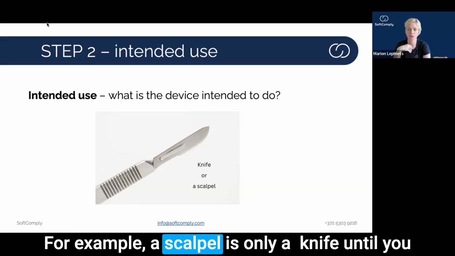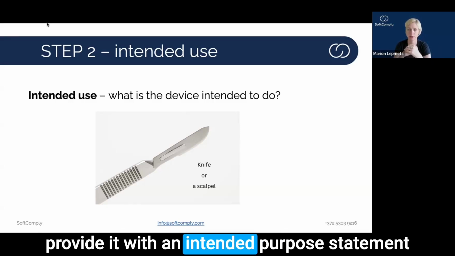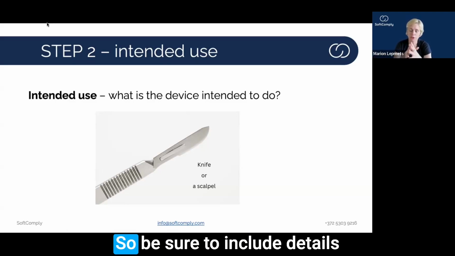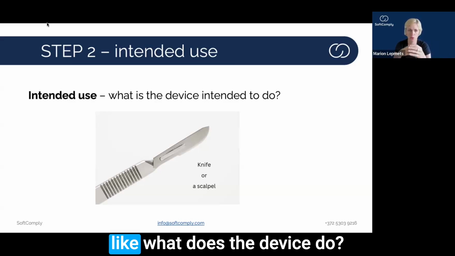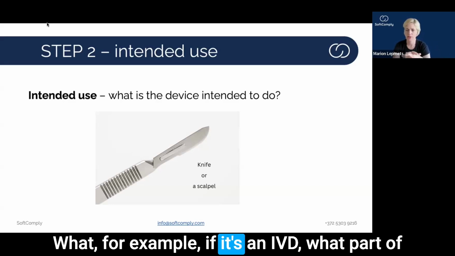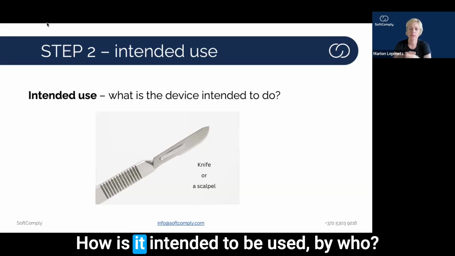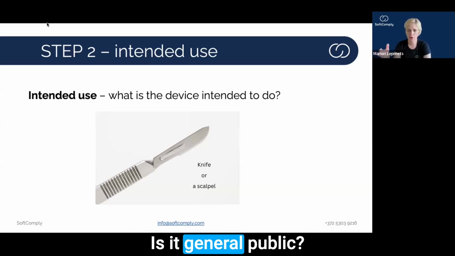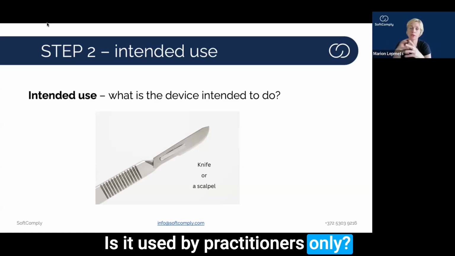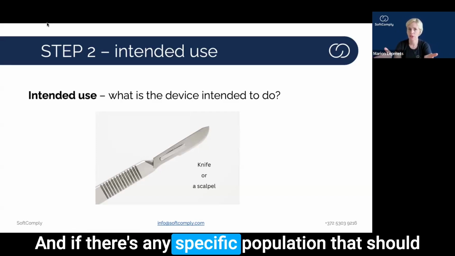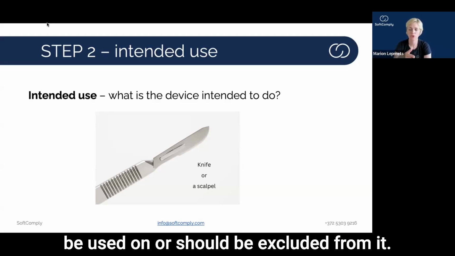For example, a scalpel is only a knife until you provide it with an intended purpose statement, like for use in clinical surgical settings. So be sure to include details like what does the device do, where does it do it, what, for example, if it's an IVD, what part of the body or tissue samples are taken from, how is it intended to be used, by who, is it general public, is it used by practitioners only, what are the conditions that the medical device can be used for, and if there's any specific population that should be used on or should be excluded from it.